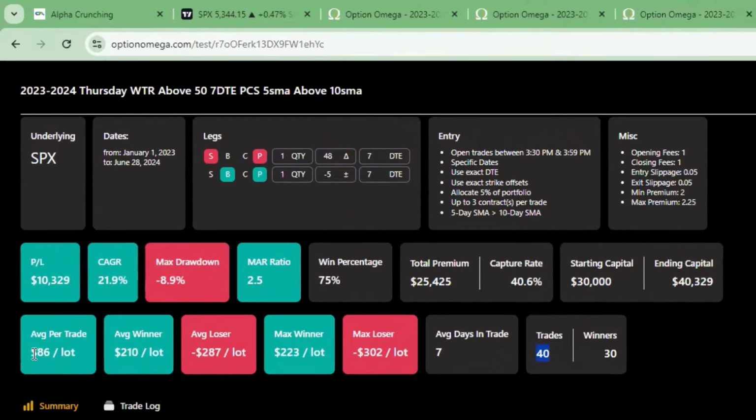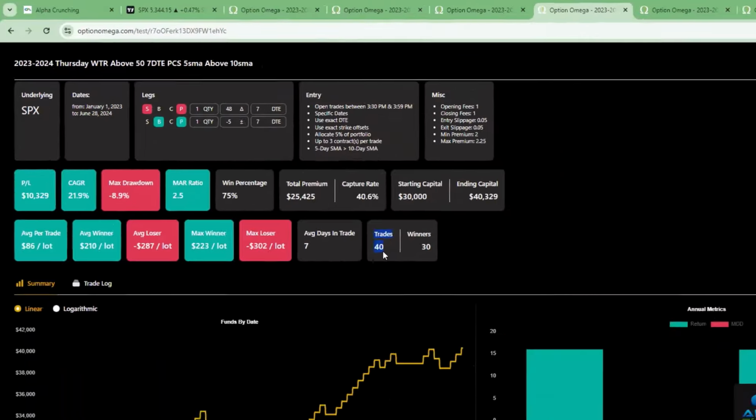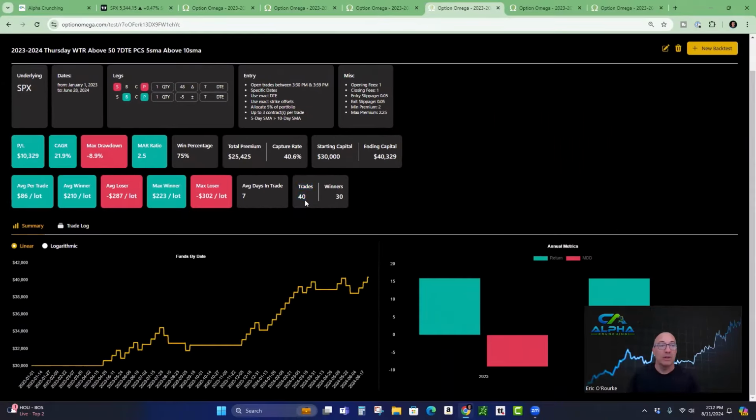Thursday had a pretty good expectancy of $86. It actually made the most money, over $10,000, and had 40 trades. So if there was one day per week, let's say you only wanted to risk $300 a week, Thursday would probably be your best day. It had the most frequency, a decent win rate, and one of the higher expectancies. It actually made the most money trading 3 contracts here.